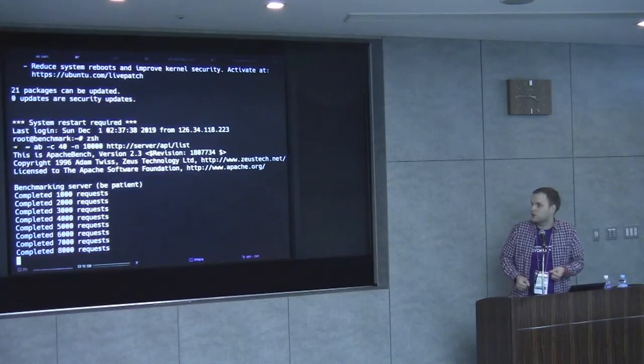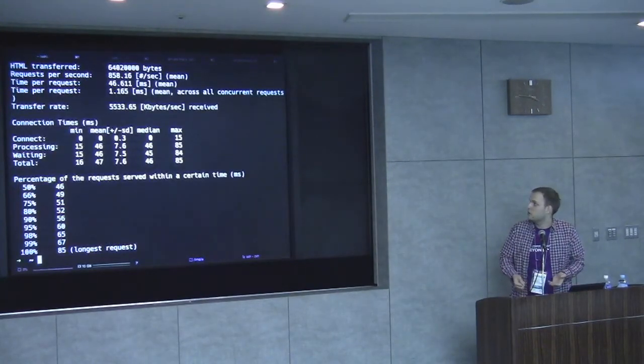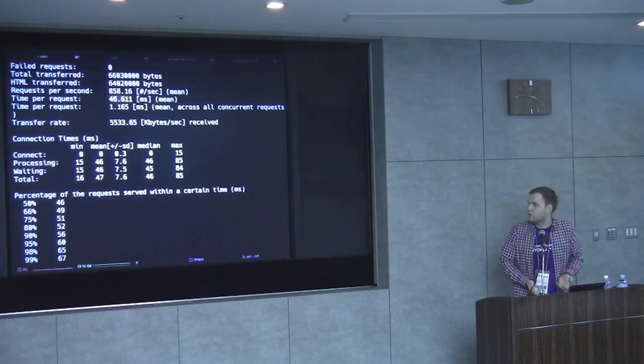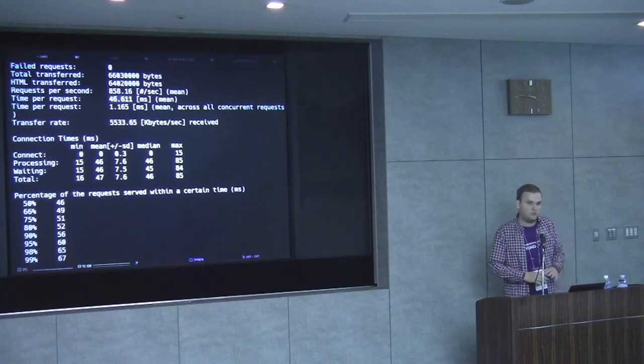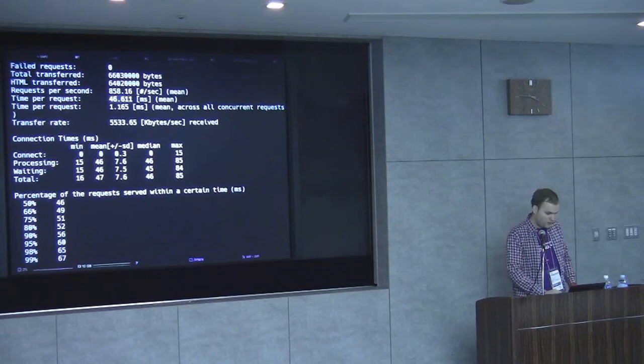Concurrency, 10,000 requests to a typical VM instance. We have 858 requests per second, with an average response time of 46 milliseconds. Pretty typical application, no optimizations, no caching, nothing. It's like typical stuff which happens.